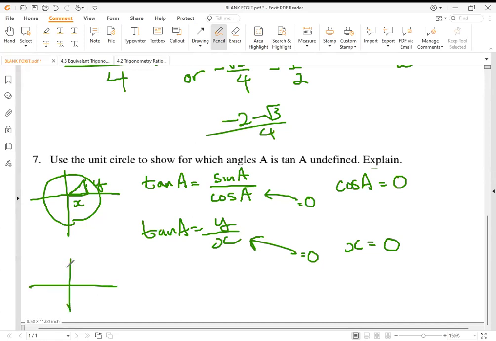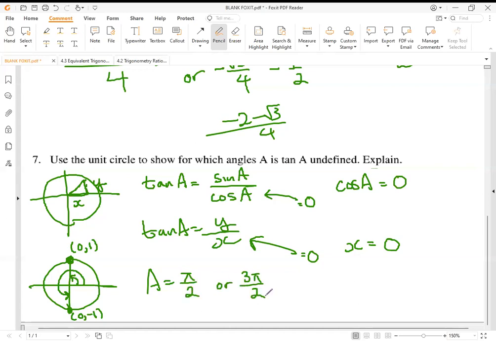So here is (0, 1). Here is (0, -1). This angle and that angle fit the description. So A equals 90 degrees, pi over 2, or 3 pi over 2.